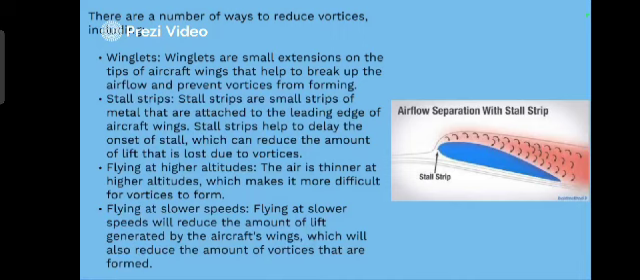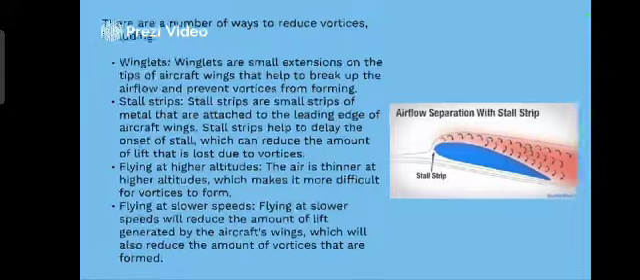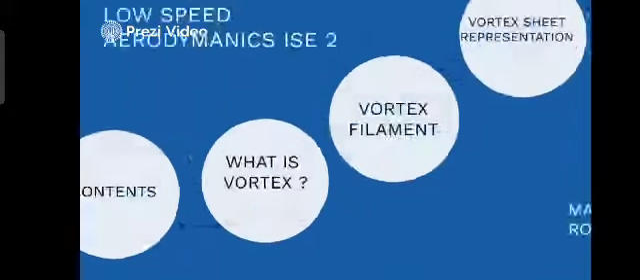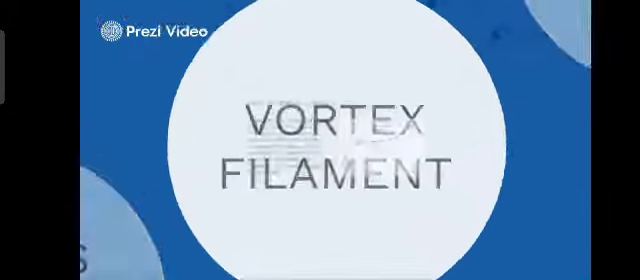The next is flying at higher altitudes. The air is thinner at higher altitudes, which makes it more difficult for vortices to form. Flying at lower speeds. Flying at lower speeds will reduce the amount of lift generated by the aircraft's wings, which will also reduce the amount of vortices that are formed. Now, moving on to vortex filament.